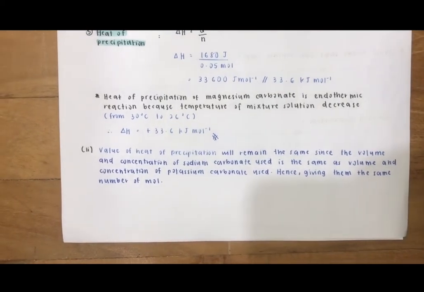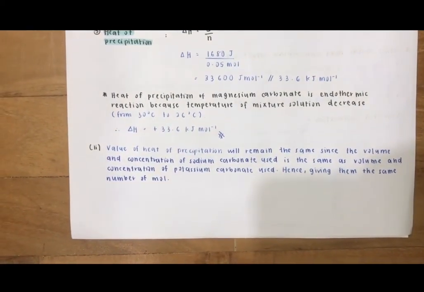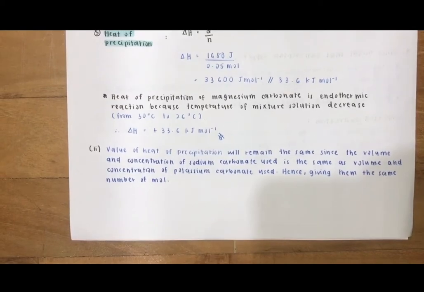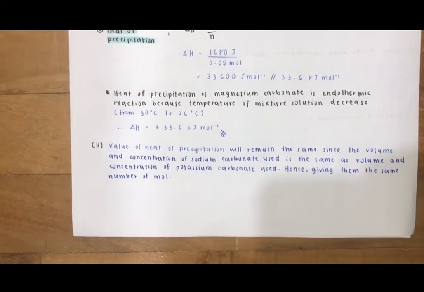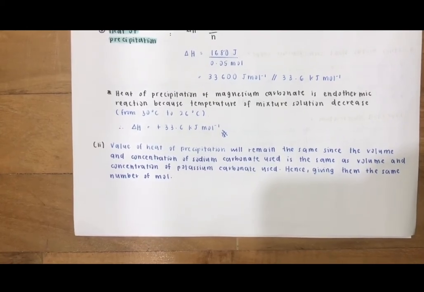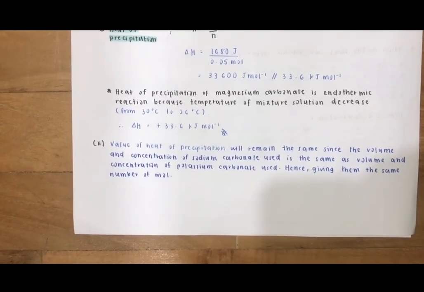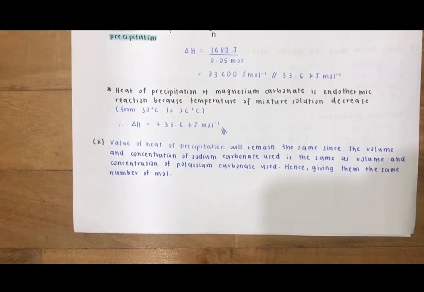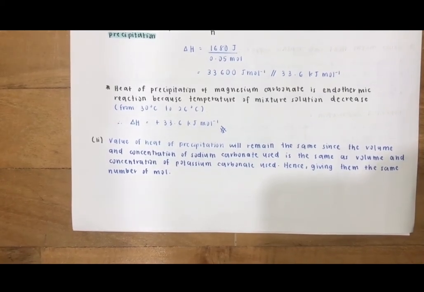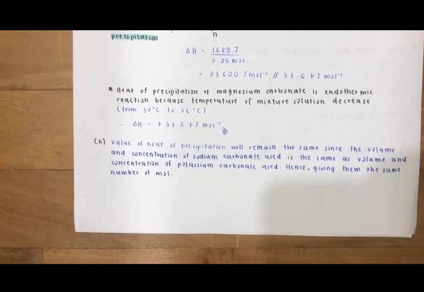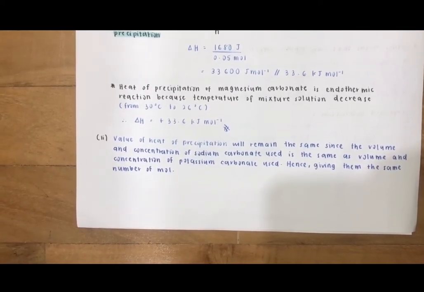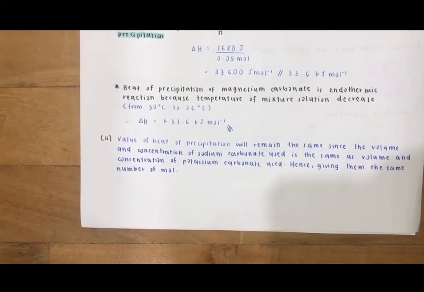For question 6.2, it asks us to predict what will happen to the value of heat of precipitation if the potassium carbonate is replaced with sodium carbonate. So my answer is that the value of heat of precipitation will remain the same since the volume and concentration of sodium carbonate used is the same as the volume and concentration of potassium carbonate used, hence giving them the same number of moles.